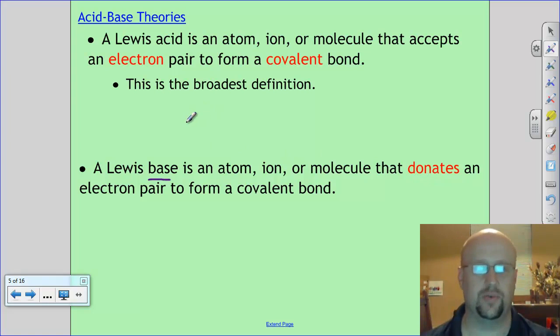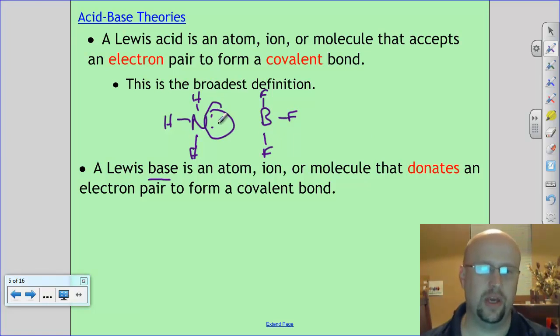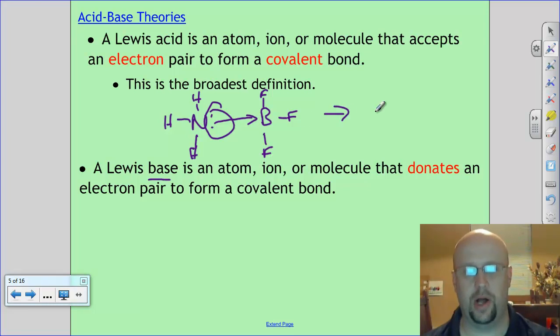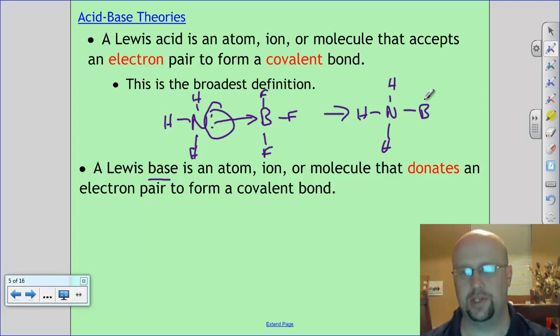So let me show you what this looks like. So we've got an NH3 molecule, ammonia, and it's got this electron pair here. We also have a BF3, boron trifluoride. And what's going to happen here is that the ammonia is essentially going to donate that pair of electrons to form a bond. And what we're eventually going to get is this slightly more stable molecule. The BF3 is not terribly stable on its own. As you can see, it didn't have enough electrons to satisfy the octet rule.